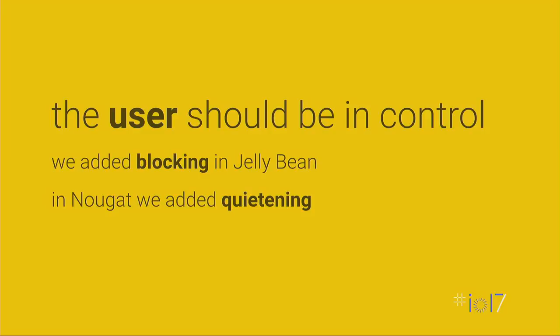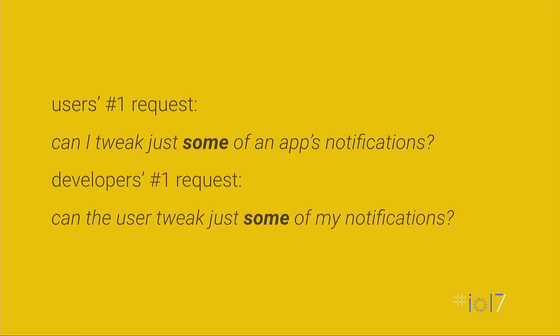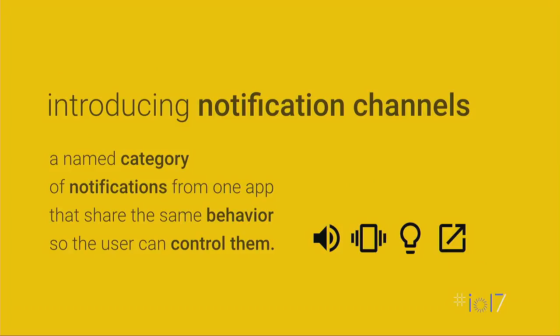We added the ability to block notifications from a package in Jelly Bean. And in Nougat, we refined a little bit and added quietening. But through all this, the number one request we get from users is, OK, but can I just block some of an app's notifications? On the other hand, the number one request we get from developers is, could the user just block some of my notifications? It's the same thing. Everybody's been asking for the same thing. And this is where notification channels come from.